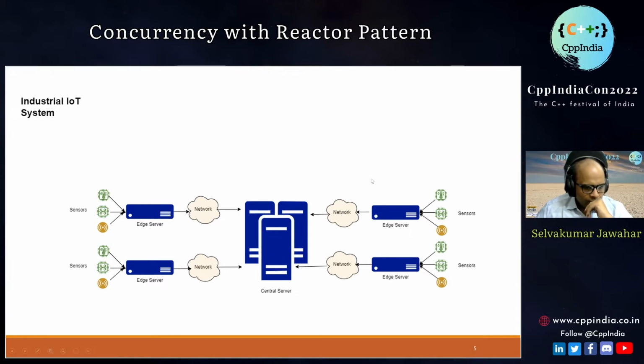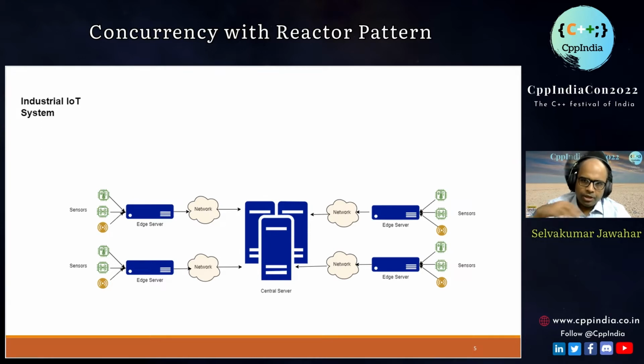Okay, so what we have here is an industrial IoT system where basically what it does is it collects some sensor data from different locations and sends it to the central server. In the central server, you can process the data and do some analytics and monitoring and so on. These edge servers are the servers which are located at the edge. When I say edge, it means the edge of a network.